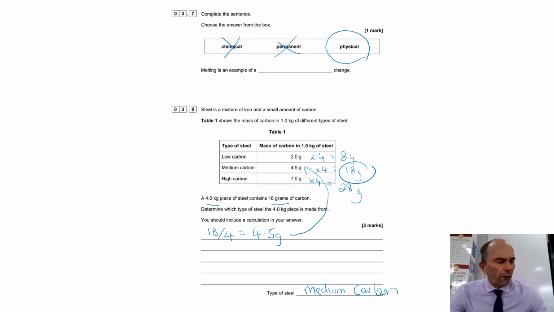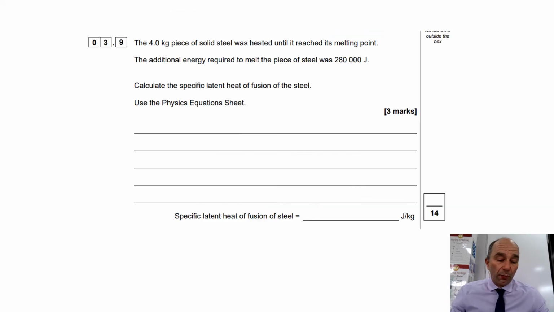That particular question, the way it was set up, you pretty much either got 0 marks or 3 marks on it. So when it said things like you should include a calculation in your answer, that's a big hint. It's the only way to get all the marks possible.